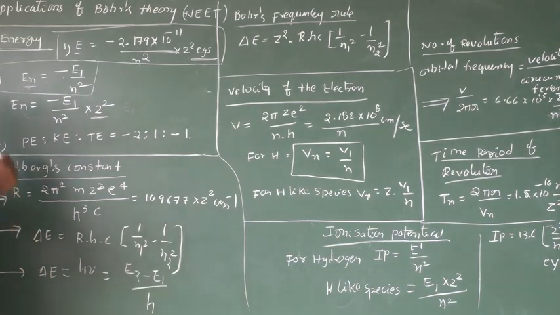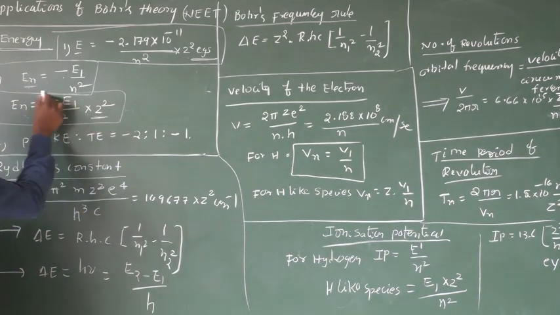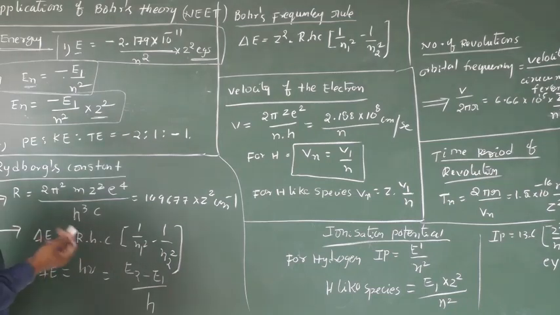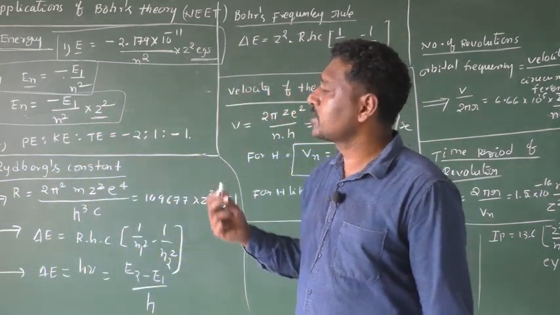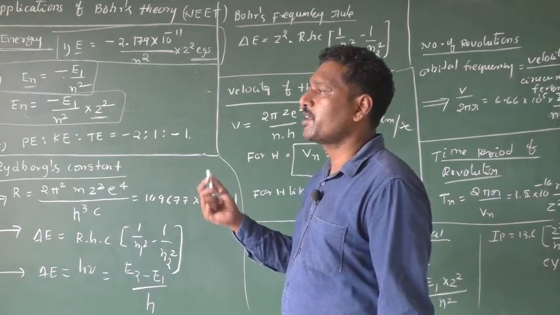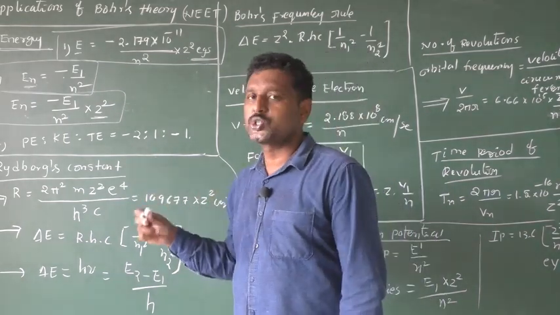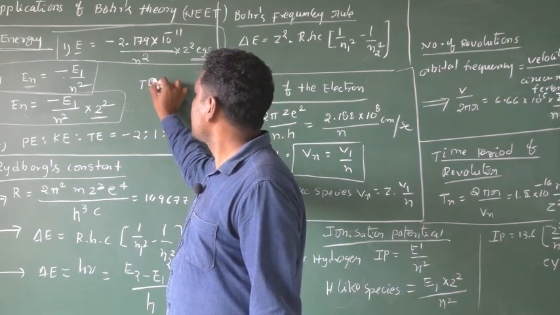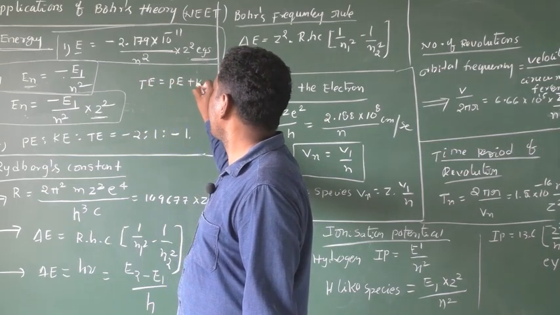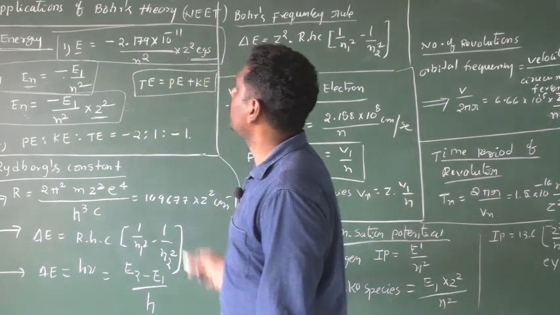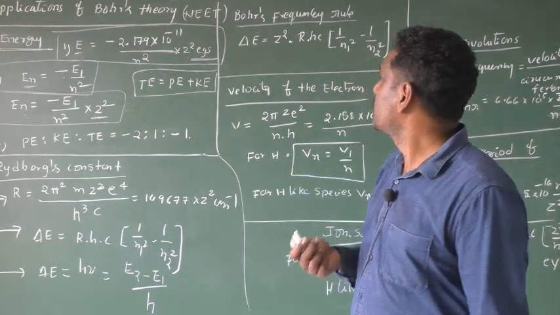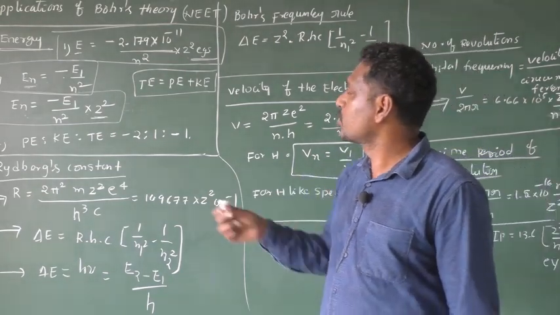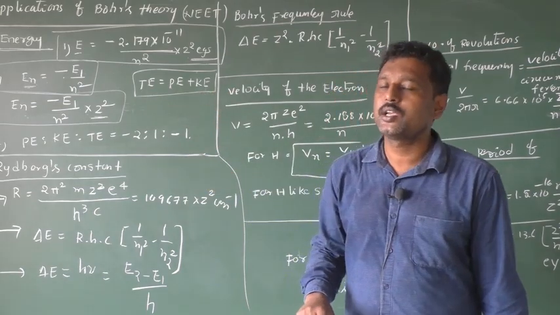This is the third formula of energy. After that, one more thing: we already discussed total energy, potential energy and kinetic energy, and the derivation also. The energy of the electron is derived from these relations. According to this, total energy equal to potential energy plus kinetic energy.